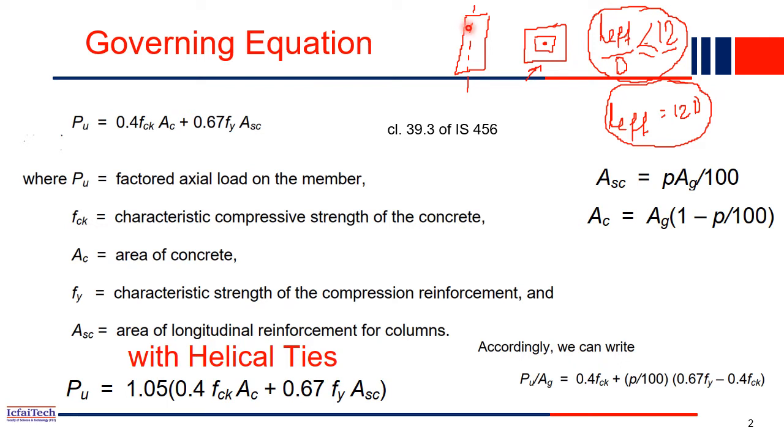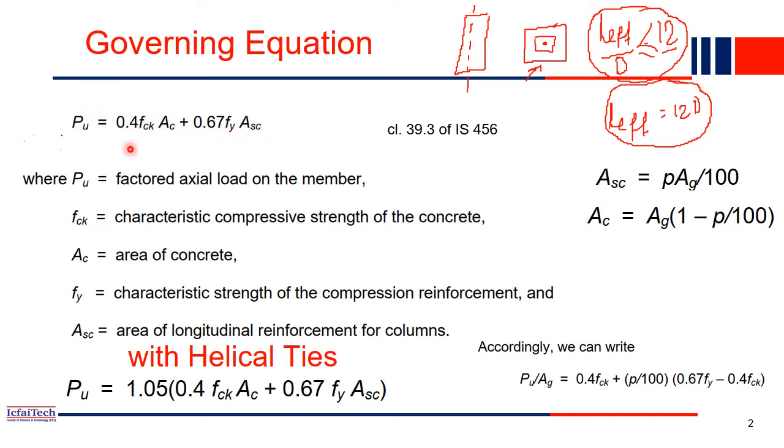So now we understand how we can find out whether a column is axially loaded, uniaxially bend loaded, or biaxially loaded. Now let's determine the governing equation for column design. If you visit clause 39.3 of IS 456, you will find this formula. What is this formula? This is PU equal to 0.4 fck Ac plus 0.67 fy Asc.